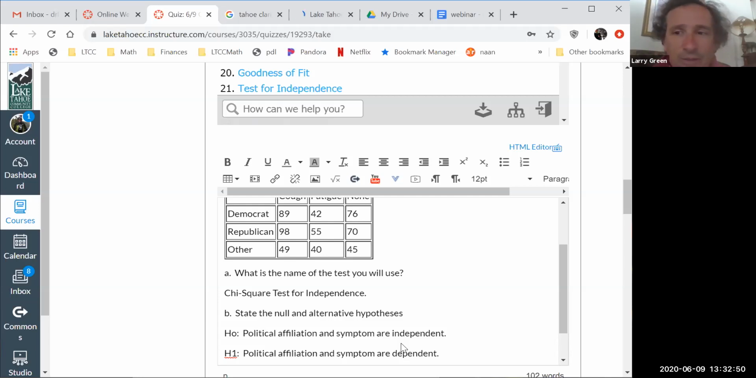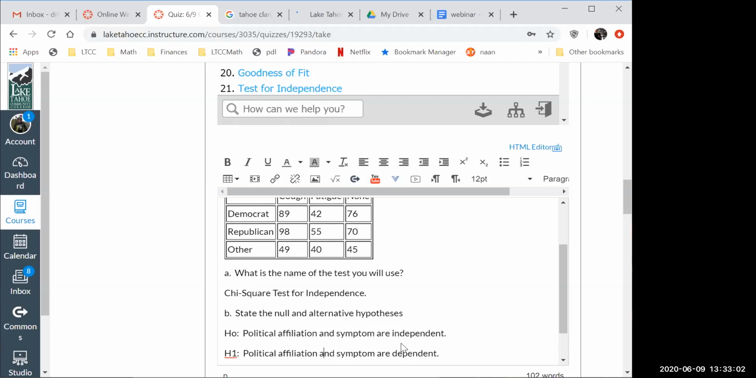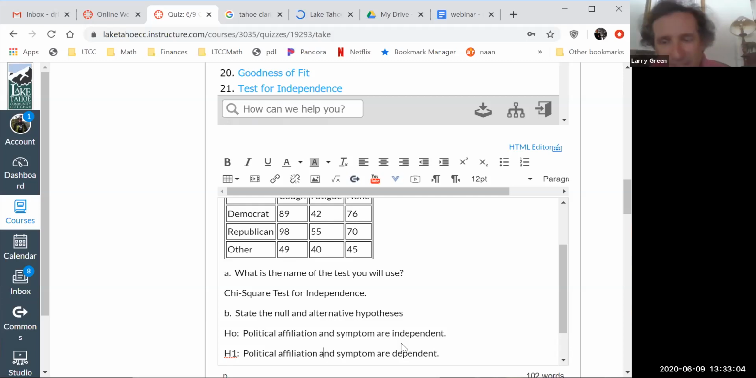So I like to say the quizzes are for you, the final is for me. The quizzes are for you to remember what you need to remember to do, and the final is for me to decide what grade to give you. Does that make sense? So that's how you should be taking this. So try to remember not to use distributions because it's not about distribution for a test for independence.